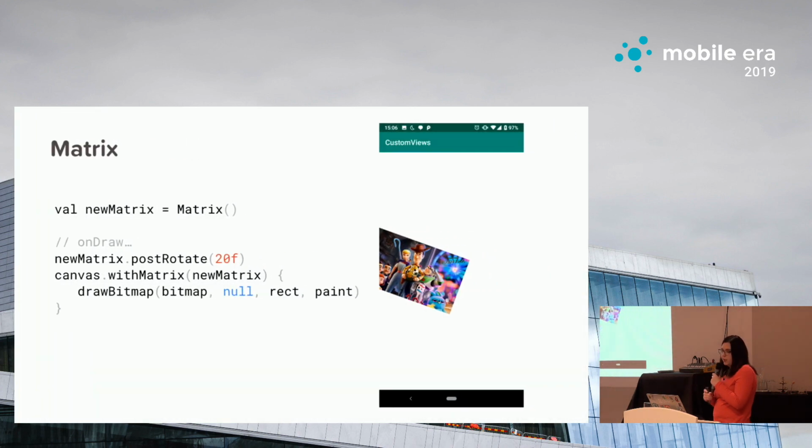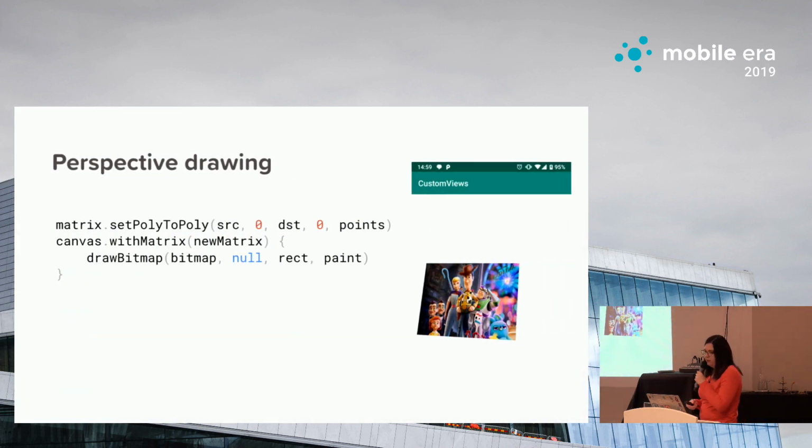So how do I use a matrix on Android? Well, you just create a new Matrix class and you apply your transformations to your matrix. So in this case, we're going to post-rotate the matrix by 20 degrees. And then to use that matrix, we can just call canvas.withMatrix and pass in the matrix that we've just created. And then every command that is within that block will be drawn on that matrixed, or rotated, canvas, because the matrix has done that. But we can also do other things, such as apply a rotation, a translation, that kind of thing on a matrix.